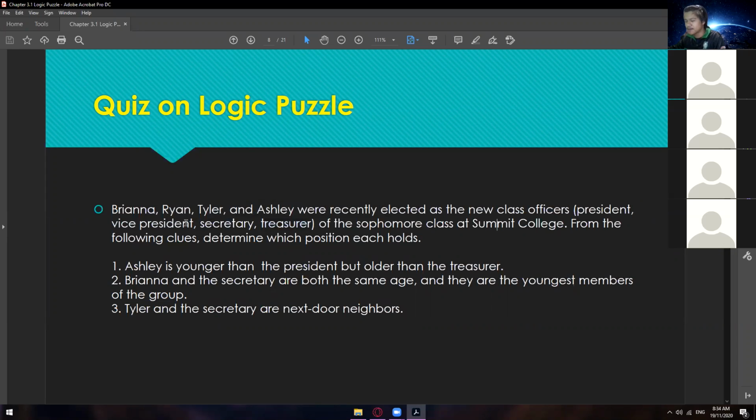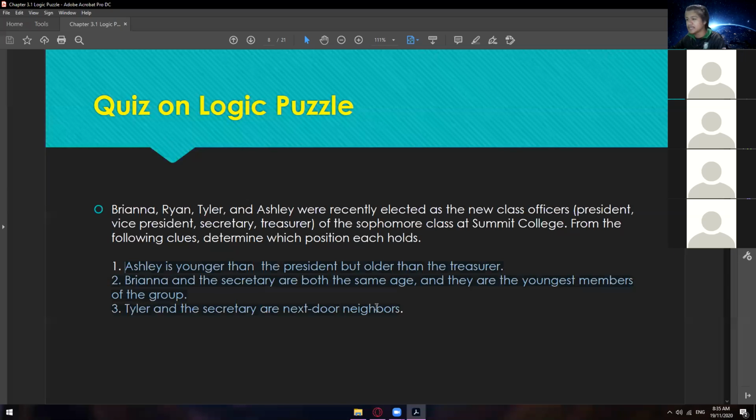So ano bang job, ano bang position ni Brianna? She the president? She the vice president? She the secretary or treasurer? So kailangan mo alamin yung mga yan, okay? Of the sophomore class at Summit College, from the following clues determine which position each holds.